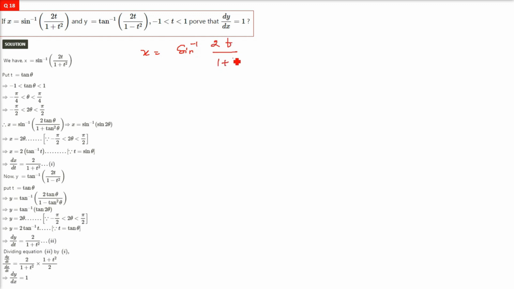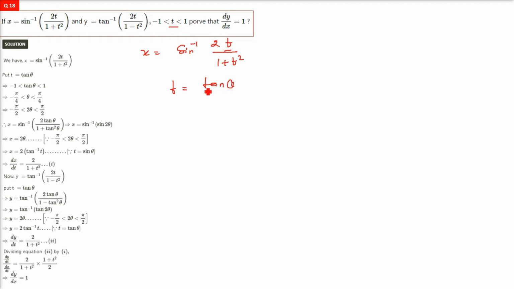But we will take a different approach here. How? x is equal to sin inverse 2t by 1 plus t square. Let us make it easier. If you remember, when we differentiated using 1 by under root 1 minus x square and 1 by 1 plus x square, that is the actual way of differentiating tan inverse, sin inverse and cos inverse. You already saw it was quite complicated. But here we will put t as tan theta.